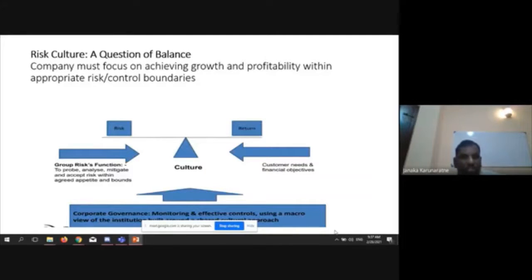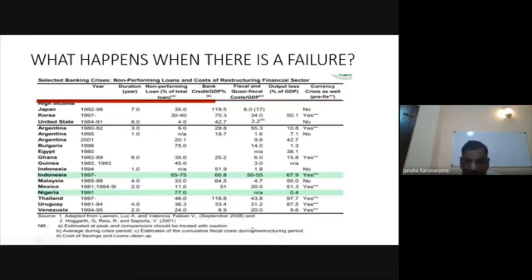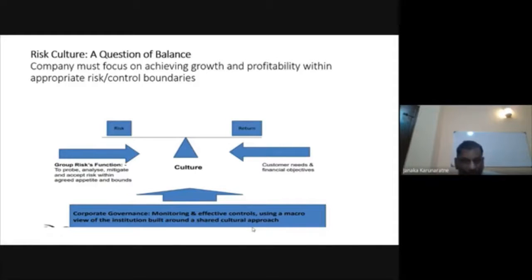Now, what is important here is the governance and the risk culture. If you take a company, whether it's a bank or any other corporate, it must focus on achieving growth and profitability within appropriate risk control boundaries. So that is the important thing: whatever the growth and profitability, it should be within the risk and control boundaries. So you have risk on one side, and you expect return on the other side. In between, what is important is the risk culture you bring into the institution, which is basically the corporate governance culture.